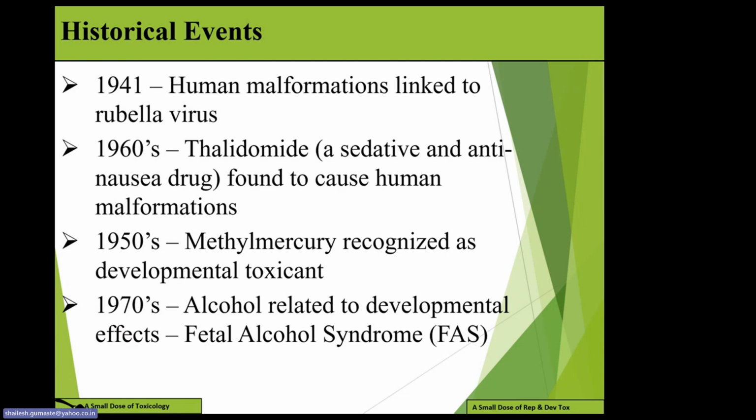In the 1960s, what we call a wonder drug gone wrong, thalidomide, we all know that, caused human malformation. In the 1950s, mercury was also recognized as a developmental toxicant. In the 1970s, alcohol-related developmental effects were described, called fetal alcohol syndrome.